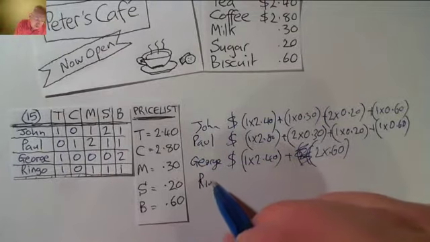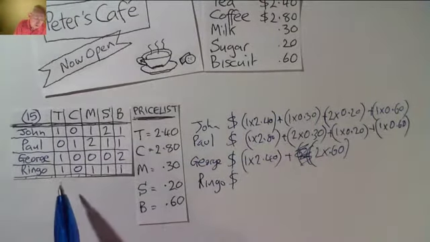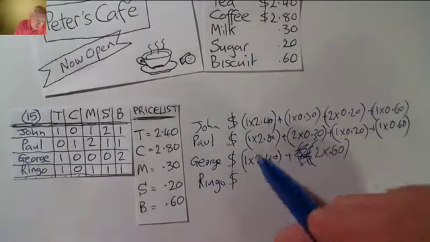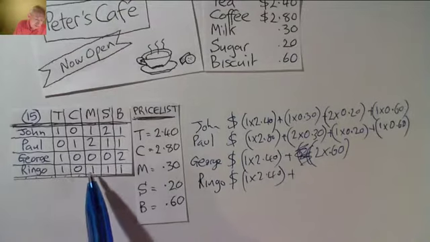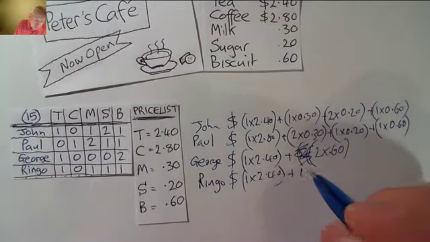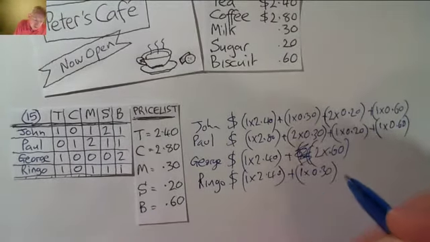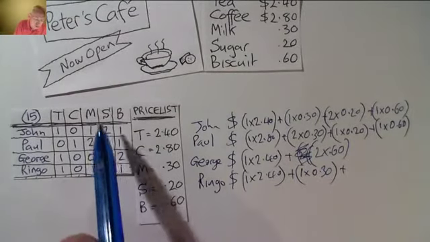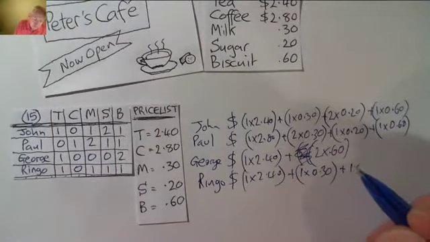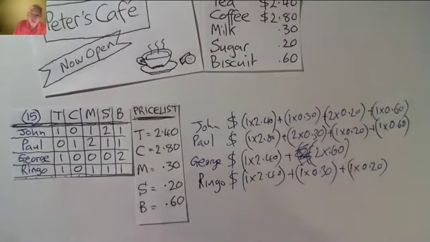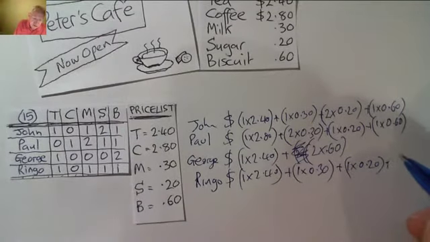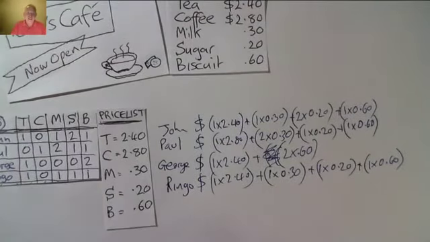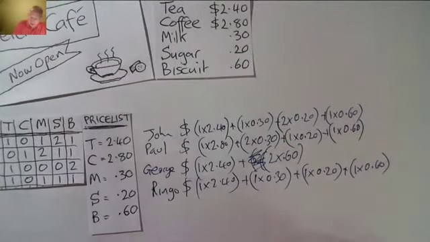And lastly, Ringo. He had 1 cup of tea, so that's 1 times $2.40, plus he had 1 serving of milk, so it's 1 times 30 cents. Plus he had 1 serving of sugar, which is 20 cents. And he also had 1 biscuit, which is 60 cents. So it's 1 times 60 cents.